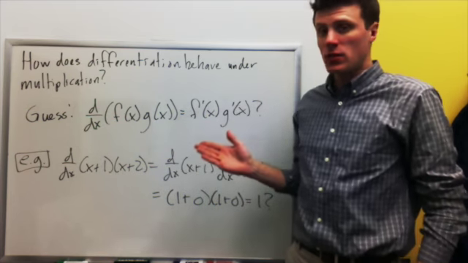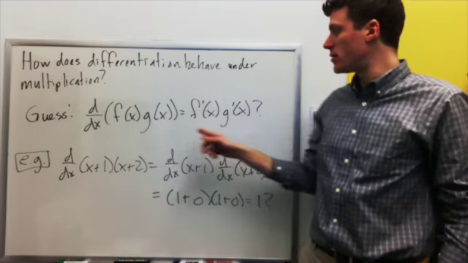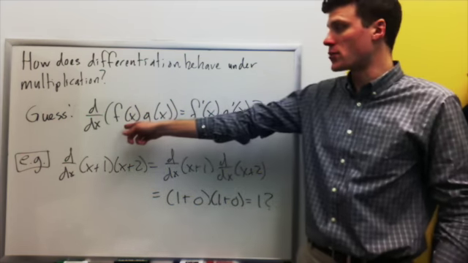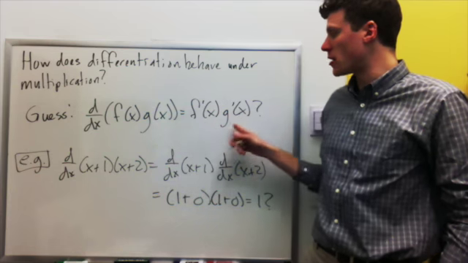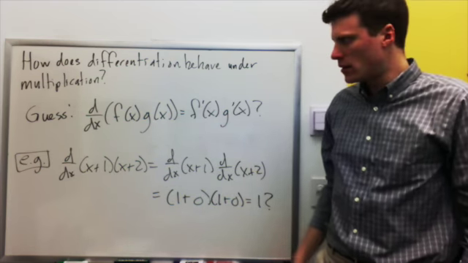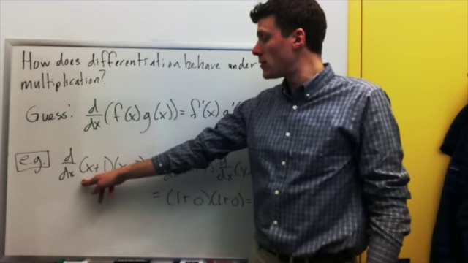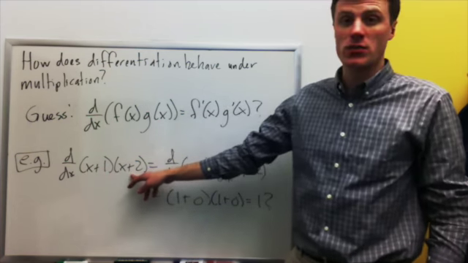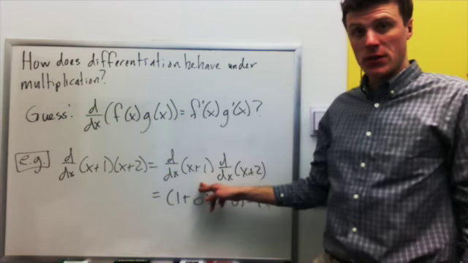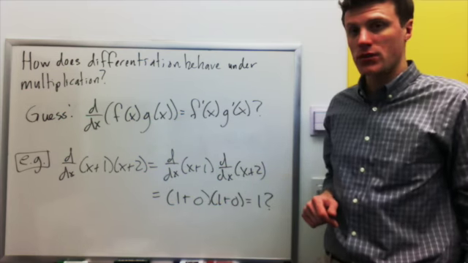One is tempted to guess that the derivative of a product of functions is the product of the derivatives. The derivative of f times g is f prime times g prime. Is that right? Well, let's look. Here's an example. I'm going to take the derivative of x plus 1 times x plus 2. Our guess is that this is the derivative of x plus 1 times the derivative of x plus 2.